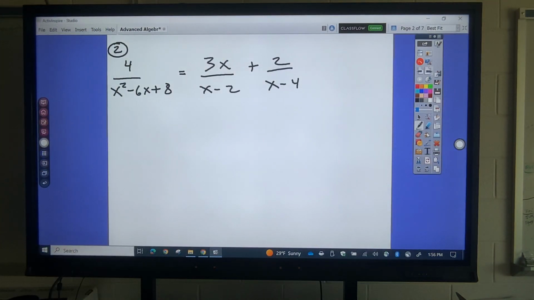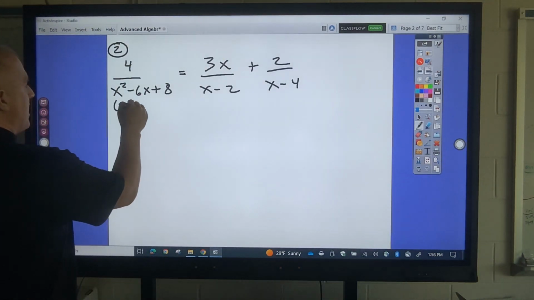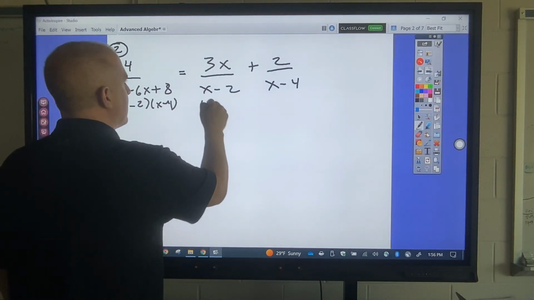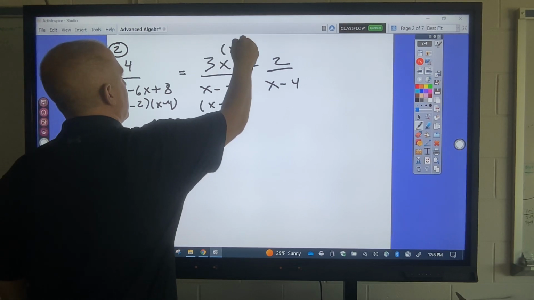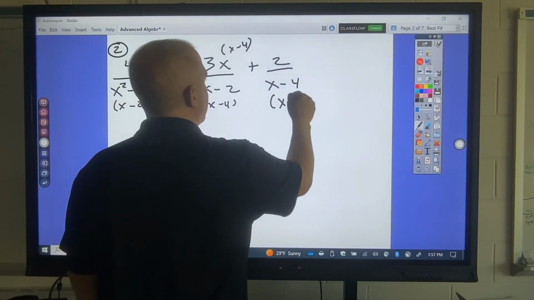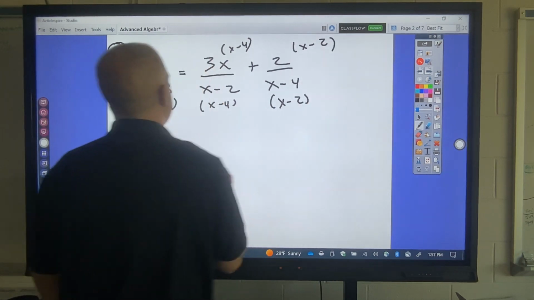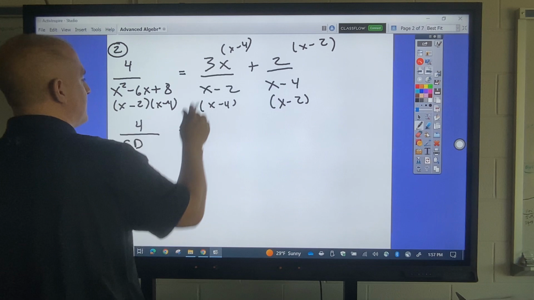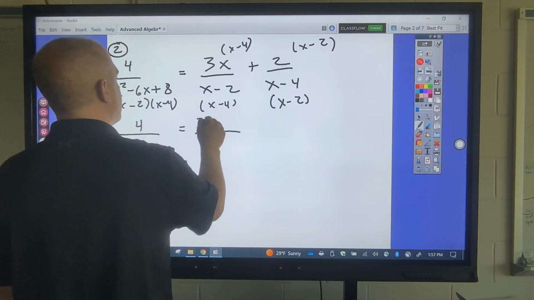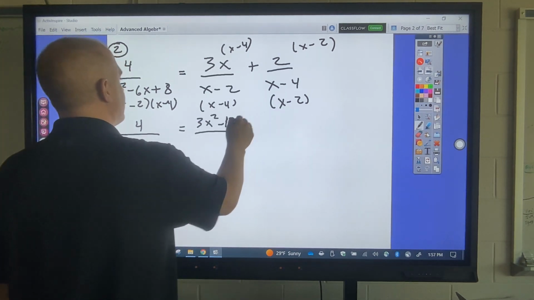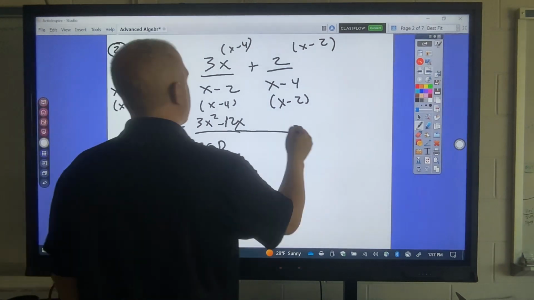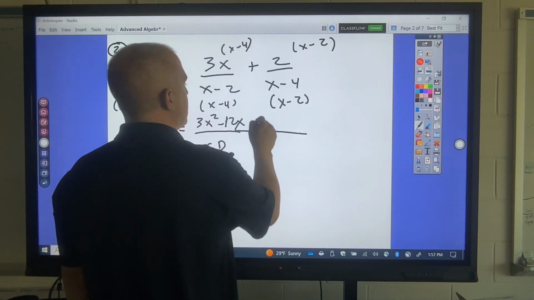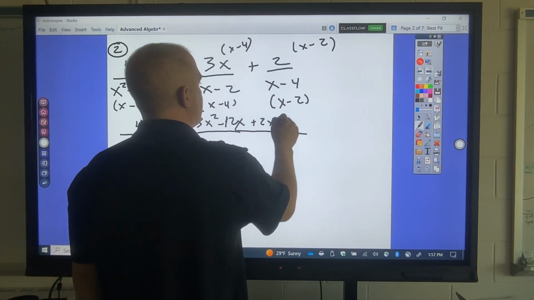Now, in this case, I'm going to have to factor this. This is going to be x minus 2, x minus 4. This side's not missing anything. This is missing an x minus 4, so I have to multiply that top and bottom. This is missing an x minus 2, multiply that top and bottom. So what I've got here is 4 over my common denominator. This is going to be 3x squared minus 12x over my common denominator. 2 times x would be 2x. 2 times negative 2 would be negative 4. Since this is plus, I can keep that just like this.